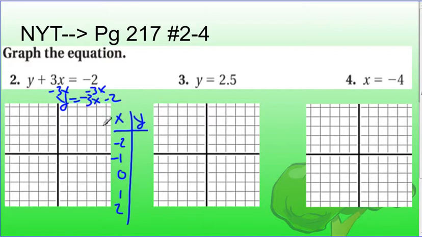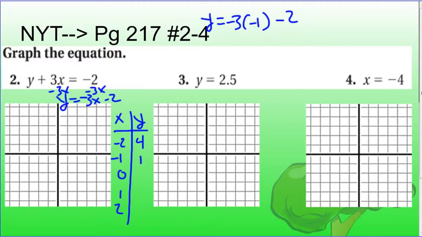So negative 3 times negative 2, I'll do the first one, I'll write it out. Negative 3 times negative 2 minus 2. So negative 3 times negative 2 is a positive 6, minus 2 is 4. Then we plug in negative 1 for the x value. Negative 3 times negative 1 is a positive 3 minus 2. 3 minus 2 is 1.